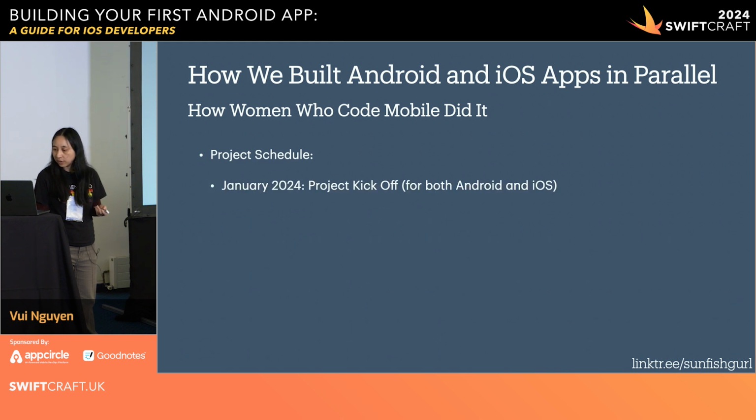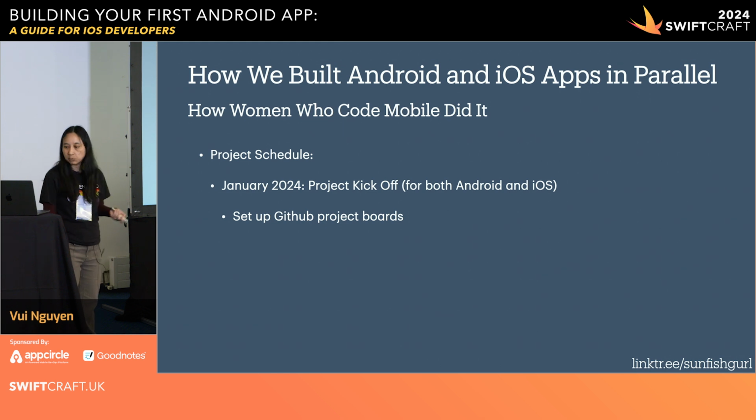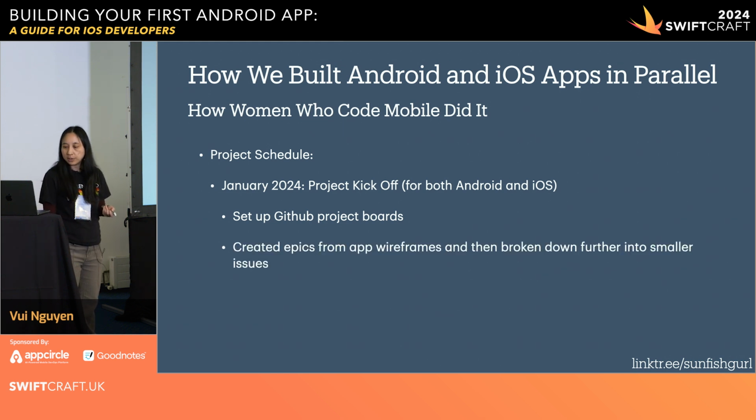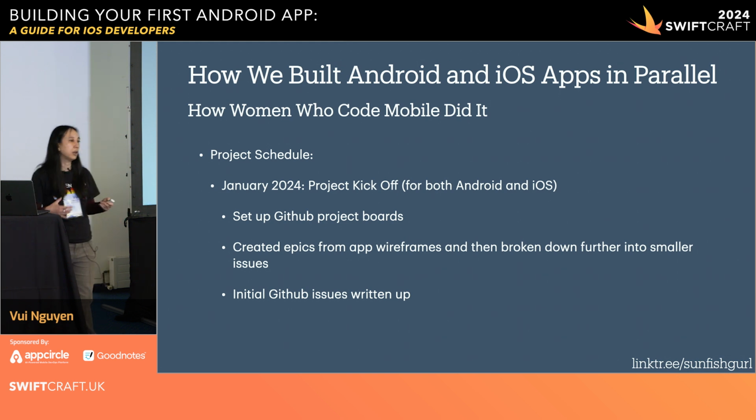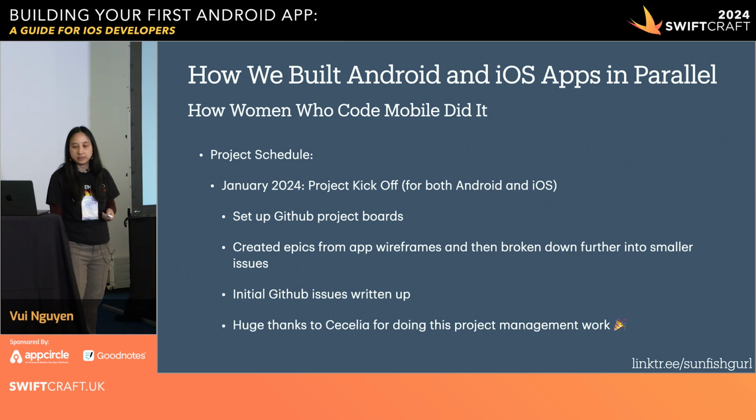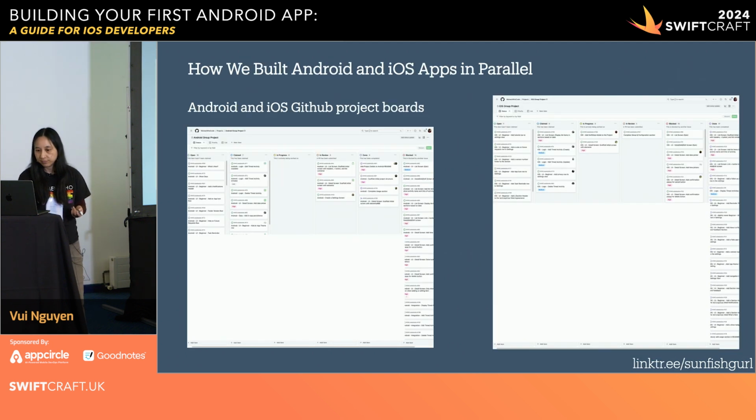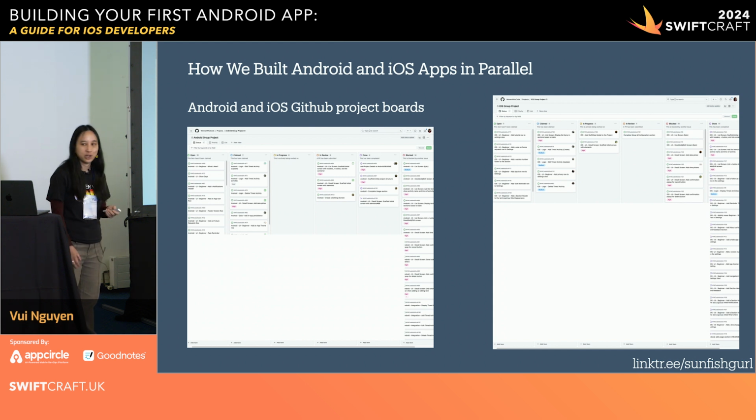So a lot more going on in the January kickoff, because that was also when we had set up the GitHub project boards. And we created epics from the app wireframes and then had those broken down further into smaller issues. And we also wrote up some initial GitHub issues, so we had some issues ready to go when we launched. And I want to give a huge shout out to Cecilia, our project manager, for doing all this initial project management work at the kickoff. And here are some screenshots of our Kanban-style GitHub project boards at the height of the project.